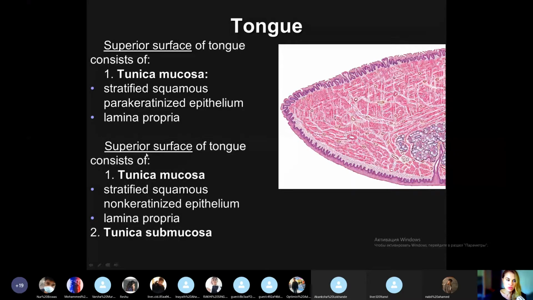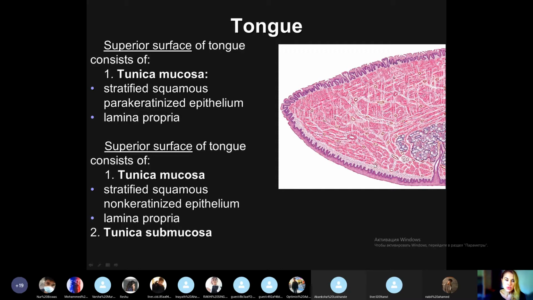So here is the structure of the inferior surface. Sorry guys, this is a mistake, not superior, the inferior surface of the tongue is represented by two components: the tunica mucosa and tunica submucosa. As you might see from this, if we compare these two surfaces, you might notice that the inferior surface of the tongue has tunica submucosa, however the superior surface has no submucosa.